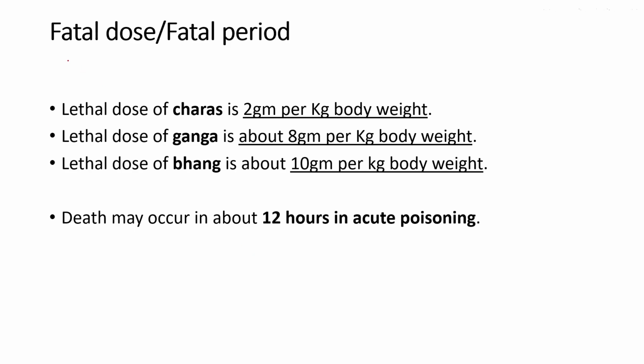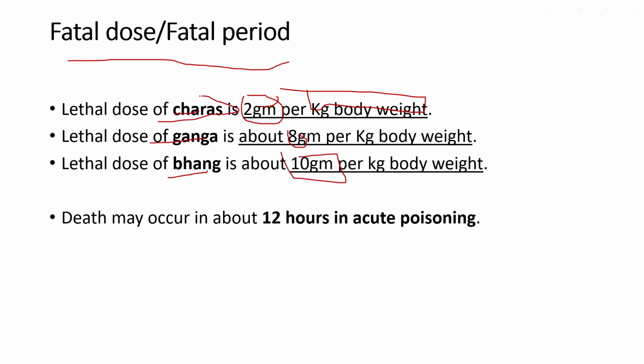Let's talk about the fatal dose and the fatal period. The fatal dose is 2 grams for charas, which is a very little amount per body weight. However, for ganja it is 8 grams per body weight and for bhang it is 10 grams. So the most potent, with the higher concentration, is right there. Death may occur up to 12 hours in acute poisoning.